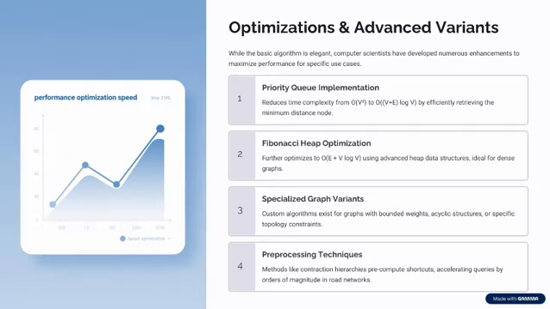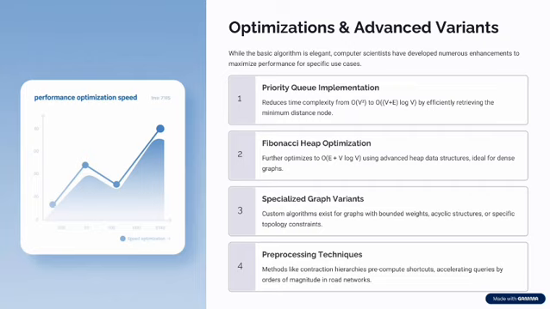In this slide, we'll see the optimizations and advanced variants. These methods help reduce the time complexity and make the algorithm faster and more scalable. So first is priority queue implementation. It replaces a simple array or list with a priority queue like a binary heap. Next is Fibonacci heap optimization. It uses a more advanced heap structure called a Fibonacci heap, which speeds up decrease-key operations, which are frequent in Dijkstra's algorithm.